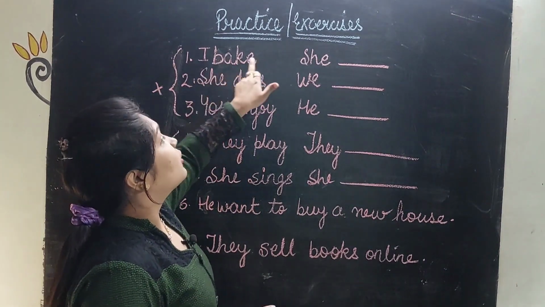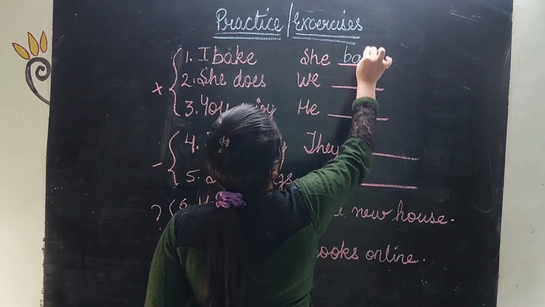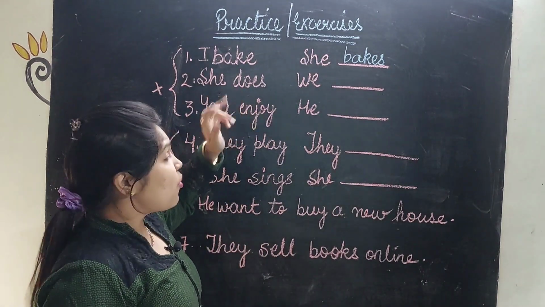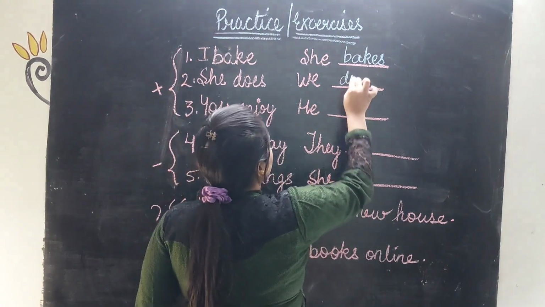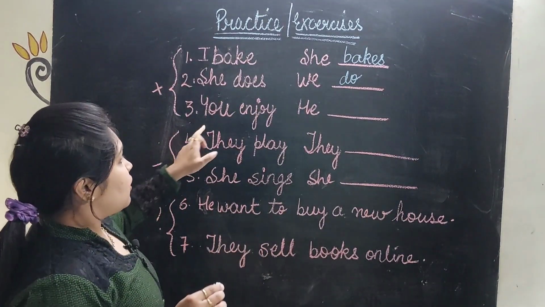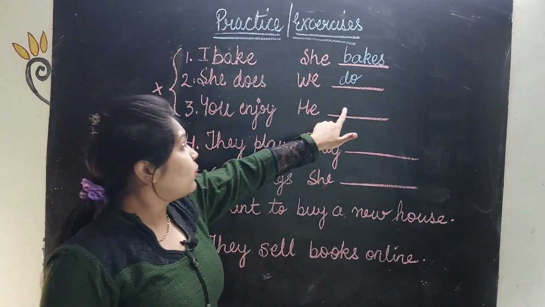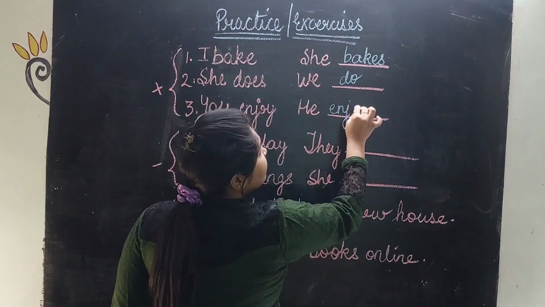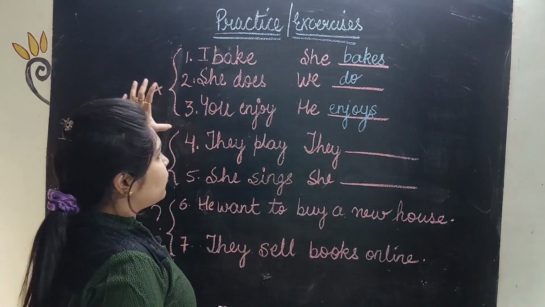I bake. So what shall be the answer? She, correct, bakes. She bakes. Now she does. What will be the answer? We do. Correct. In this also I have divided into 3 parts: positive, negative and question. You enjoy. Then with he, what will you do? He, yes, we will put S. So he enjoys. We will put an S. This was the positive sentence.